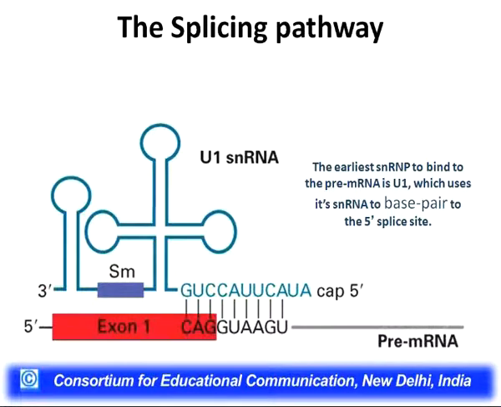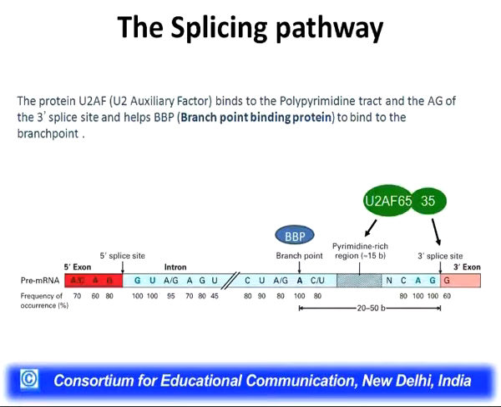So the first interaction is between the U1 snRNA, which binds to the 5' splice site with the help of U1 snRNA. After this is bound, U2AF, that is U2 auxiliary factor, binds near the 3' splice site, and it has got two subunits. These two subunits help in binding of another protein known as branch point binding protein to the branch point site.